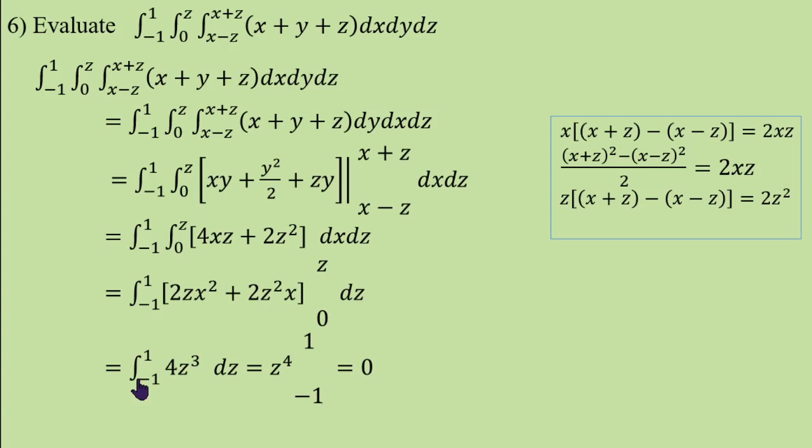4z cube is integrated with respect to z from minus 1 to 1. Z cube integral is z power 4 by 4, cancel 4, so it is z power 4. 1 power 4 is 1, minus 1 power 4 is also 1, upper limit value minus lower limit value is 1 minus 1, it becomes 0. Therefore, the value of this integral is 0.